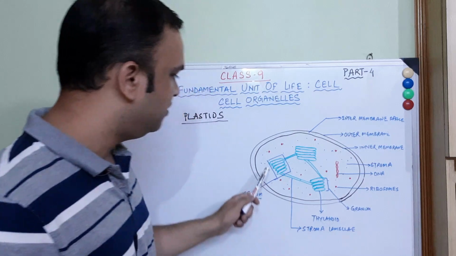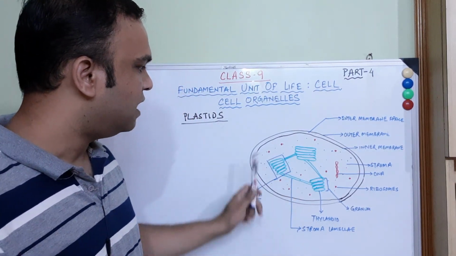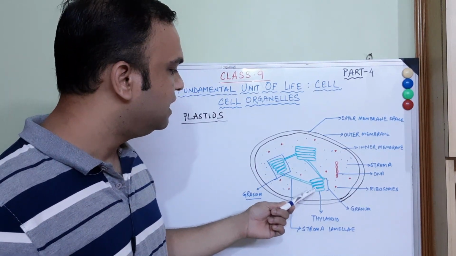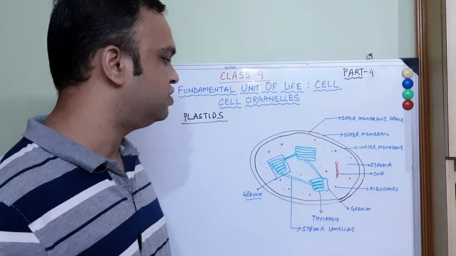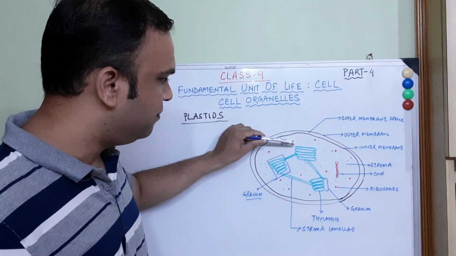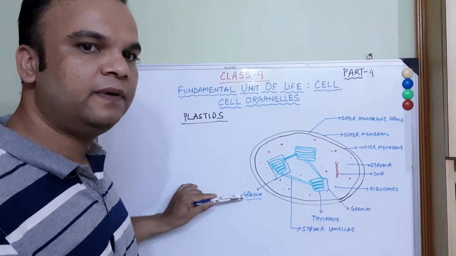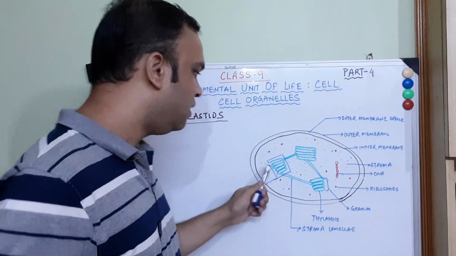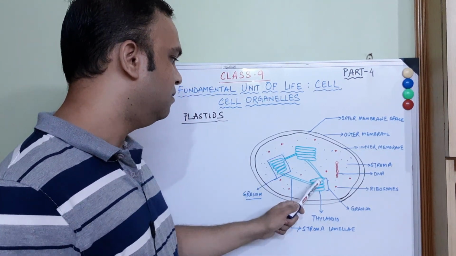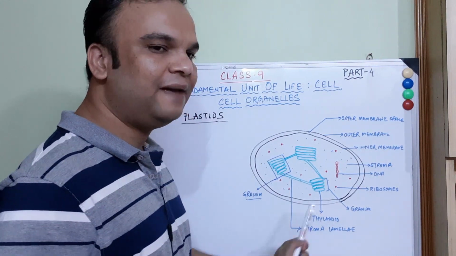Apart from that, you will find green structures over here. These green structures are like stacked up coins. Each of these green color structures is called a thylakoid, and the piled up thylakoids are labeled as granum. All these grana are interconnected by membrane-like structures, and these are called stroma lamellae.